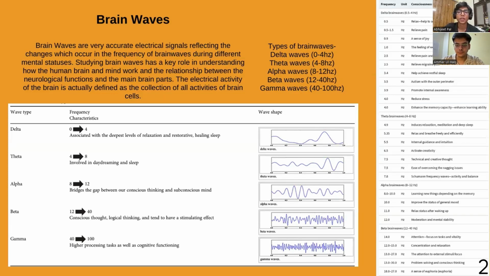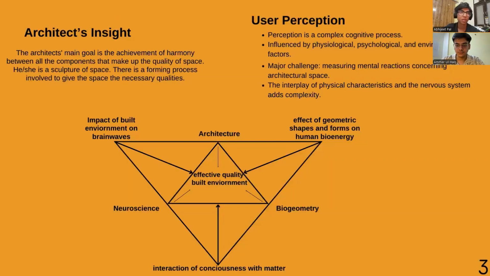Now, when we talk about architecture and spatial planning, there are two major role players, architect and user. The architect's main goal is to achieve harmony between all the components that make up the quality of space. And how well a user responds to a space depends on his or her perception of the space. Now, perception is a very complex cognitive process. The method to assess this complex task is later explained. The cohesive understanding of these two role players results in an effective quality built environment.